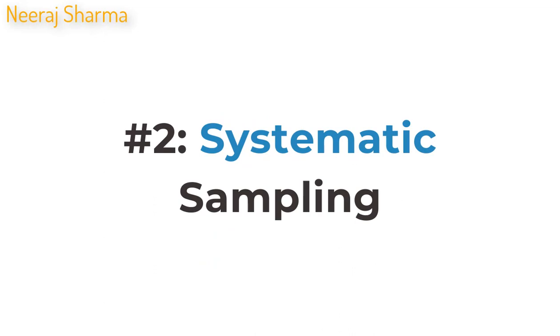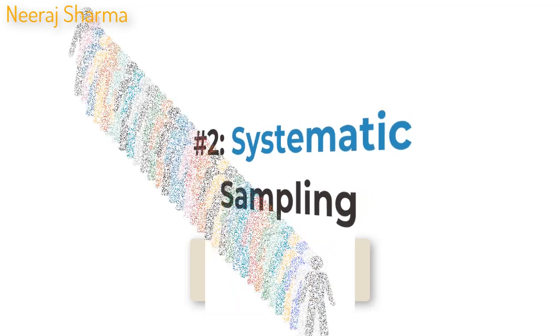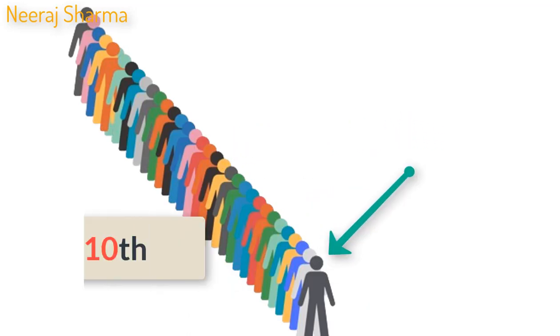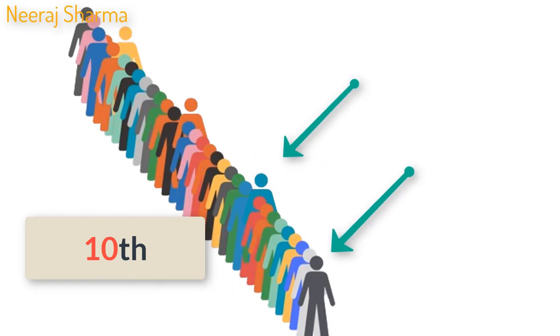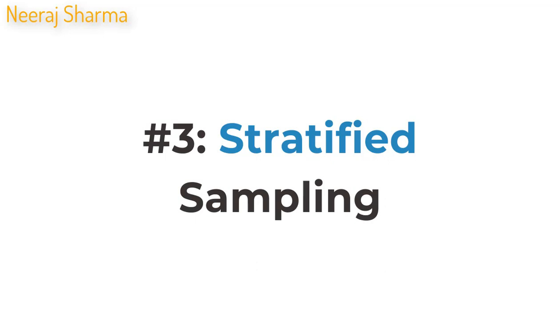Second, systematic sampling. Systematic sampling is like picking every kth person from a line. For example, if you want to choose one in every 10 people, you'd pick the 10th person, then the 20th, and so on. It's an easy way to make sure you cover the whole group evenly without having to randomly select each person.